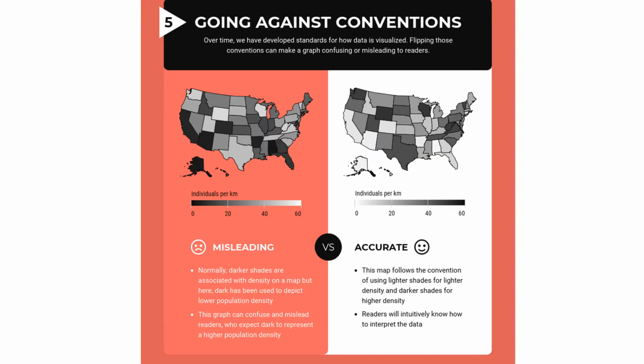Another way to manipulate and bias people is to go against common conventions. Looking at this graph on the left-hand side, you would think that a more densely populated area would be a darker shade. By flipping this around and making the more densely populated area lighter, it makes the graph misleading. However, if we look on the right-hand side, the population density is darker, which gives us a more accurate way of looking at the data.